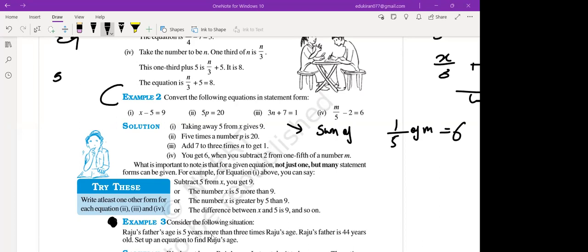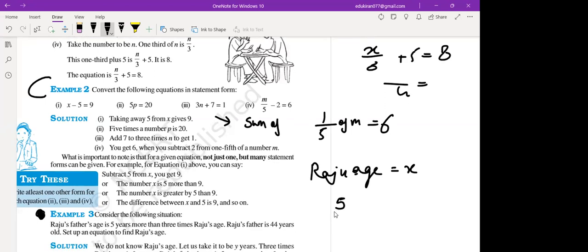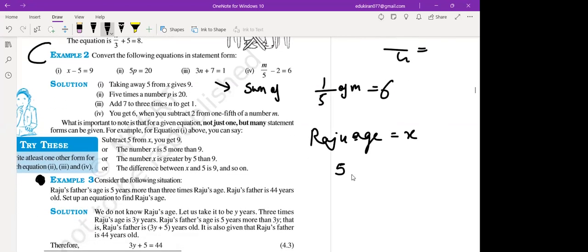Raju's father's age is 5 years more than 3 times Raju's age. Raju's father is 44 years. Set up an equation to find Raju's age. You don't know the age of Raju, so let's take Raju's age to be x. Raju's father's age is 5 years more than 3 times x. So 3x plus 5 equals 44. This is Raju's father's age.